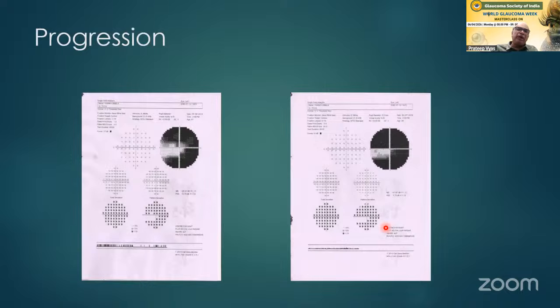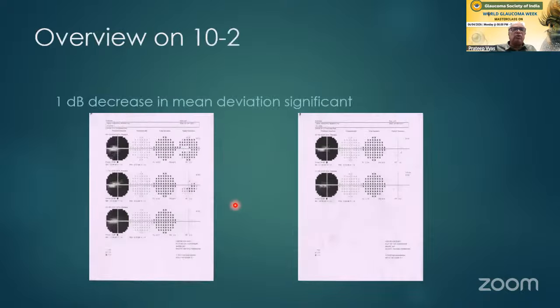And how to assess the progression in these patients? You have to monitor and compare each and every field at every visit. So you have the overview printout. By getting the overview printout, you can see how the patient has progressed over a period of time. To look at the progression, a 1 decibel decrease in the mean deviation is significant in this patient. Look at here, this patient has gone from 31 to 32, but has progressed significantly in 2 to 3 years' time.